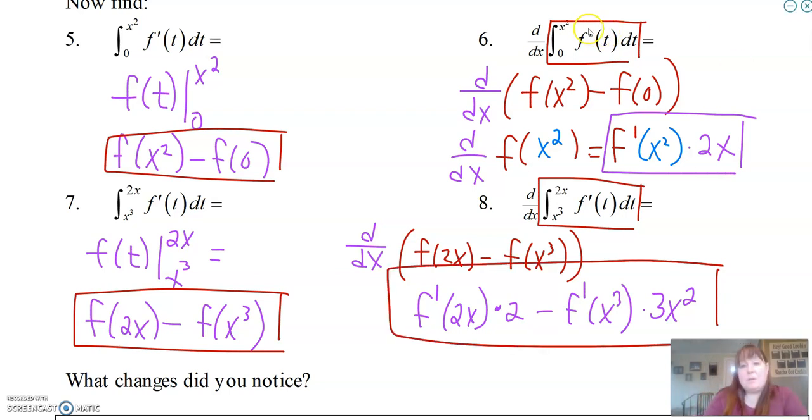So you see what we did is we plugged in these limits of integration here. We plugged in 2x and we plugged in x cubed, but then we had to tack on the derivative of the inside for the chain rule.